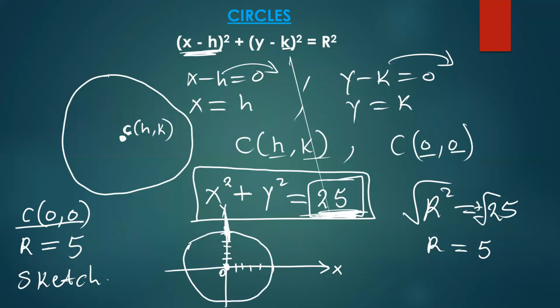Then you indicate the radius there. From there to there is 5 units. Or you can just leave it like that. Or you can just say this is R. So this is how you discuss the circle. It's just as simple as this.